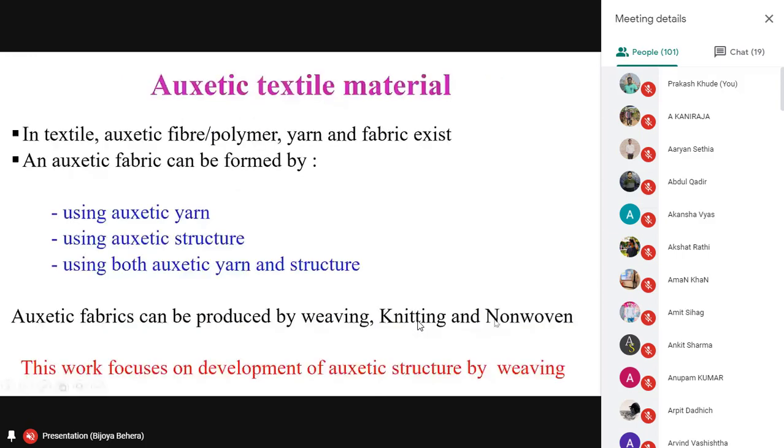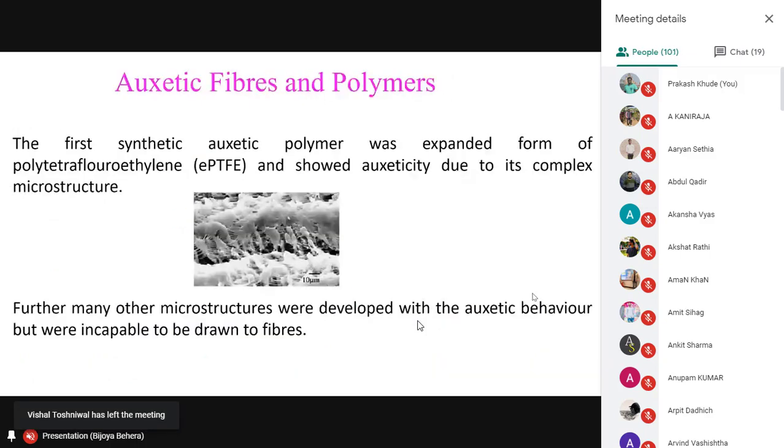Then auxetic textile material. In textile, auxetic fiber or polymer, yarn and fabric exist. It's not that we are talking of only woven fabric. You will find auxetic polymer, auxetic fiber, auxetic woven fabric, auxetic non-woven fabric, knitted fabric. Everything is possible as auxetic, but the only thing is we have to know how we produce this. This is one of the examples of auxetic fiber and polymer. Polytetrafluoroethylene is one example of this auxetic structure.